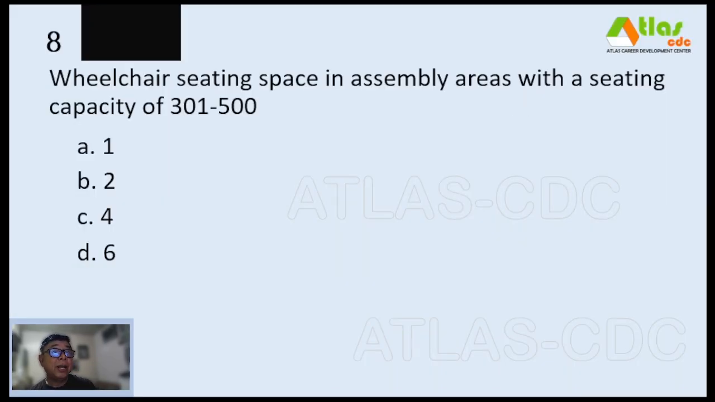Number 8. Wheelchair seating space in assembly areas with a seating capacity of 301 to 500. A. 1, B. 2, C. 4, and D. 6.